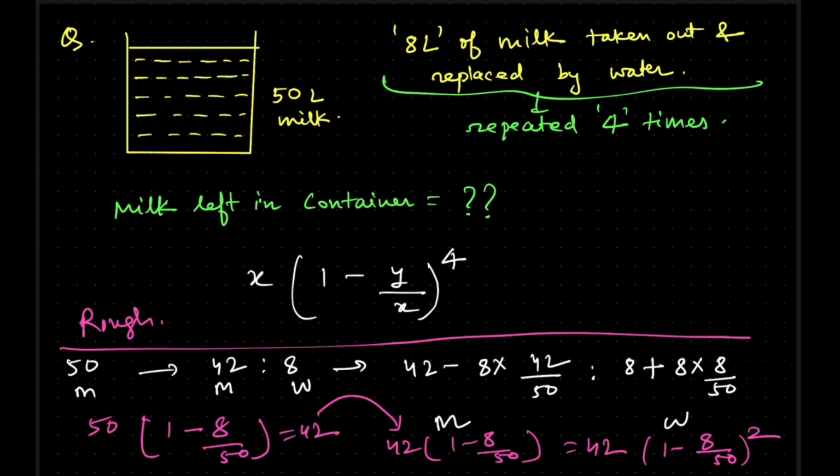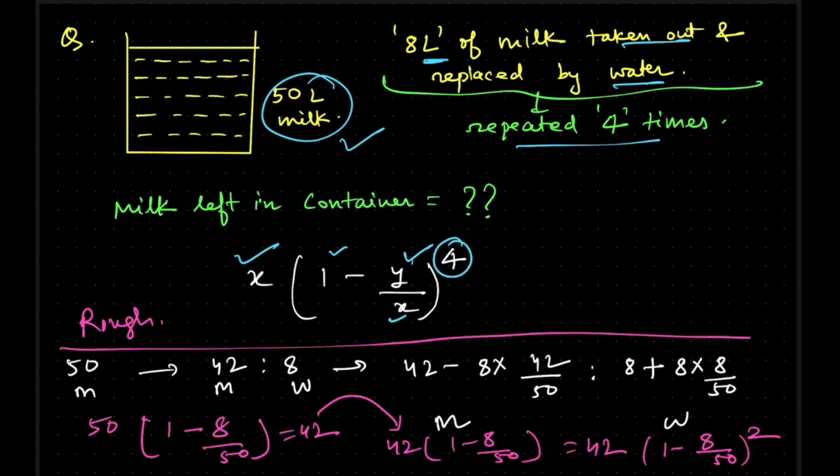Now let's see how to apply this formula. There is a question: suppose 50 liter of milk is there and 8 liter of milk is taken out and replaced by water, and this process is repeated 4 times. How will you deal with these questions? We have our formula: initial amount into 1 minus replaced amount divided by initial amount, to the power 4, because this operation has been done 4 times.